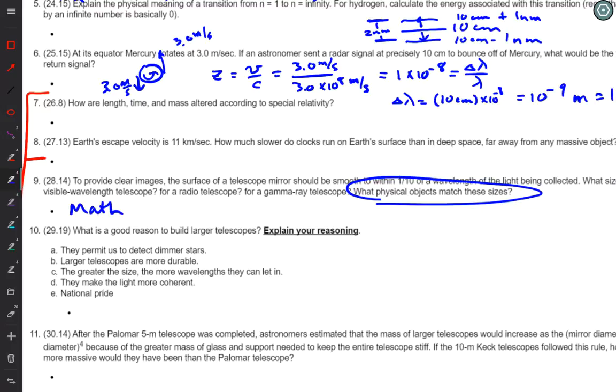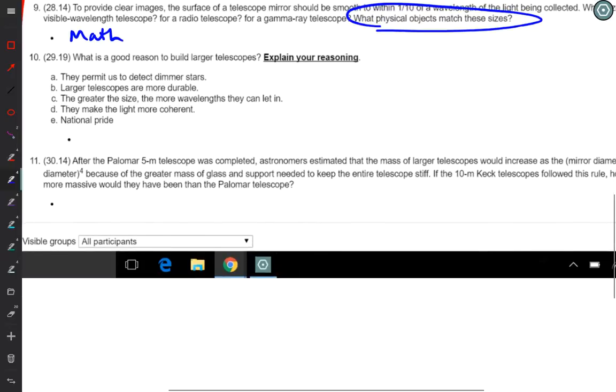Remember 7 and 8, those are relativity. And number 10, we will answer. Number 11 is, again, just a math problem.